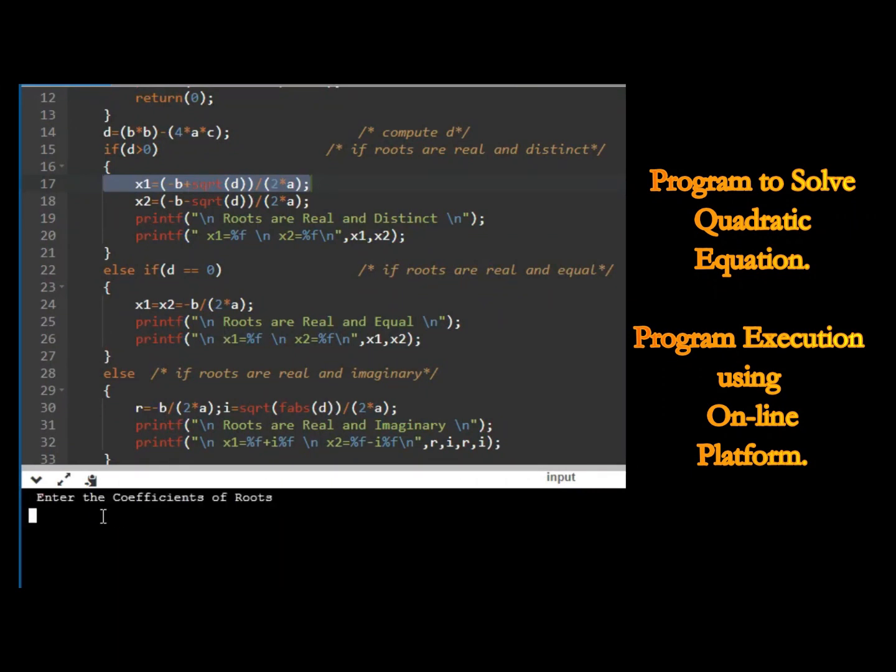My first input is 1, 2, 1. When you give this input, the discriminant value will be 0, then roots are equal. Here it displays roots are real and equal because the value of x1 is equal to minus 1.0 and x2 is also minus 1.0. Similarly, I'll check one more condition.